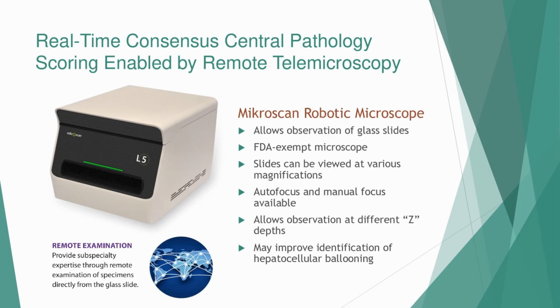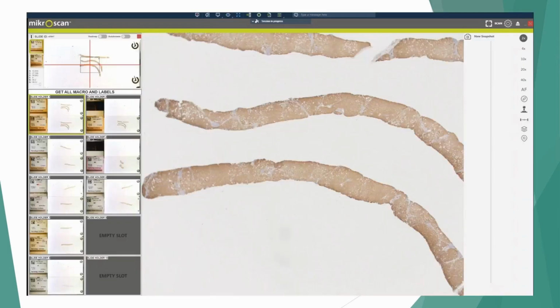So it allows observation at different Z depths and improves identification for us. So this is kind of an example. This is a different set of stains. So this is kind of what your heads-up display looks like. On the left-hand side, this is your digital, or they're glass slides, but this is your depiction of a palette, what you would expect as a palette in a normal kind of analog sense in the lab.